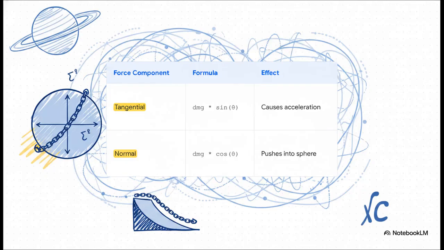This means we have to break the gravity force into two parts, or components. There's a part that pushes into the sphere, the normal component, but the sphere just pushes right back, so that's a wash. The interesting part is the component that acts along the surface, tangent to it. A little bit of trig shows us that this force is dmg times the sine of theta. This is the force that's actually making the chain accelerate and slide.